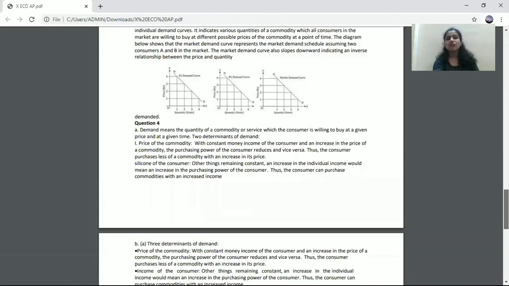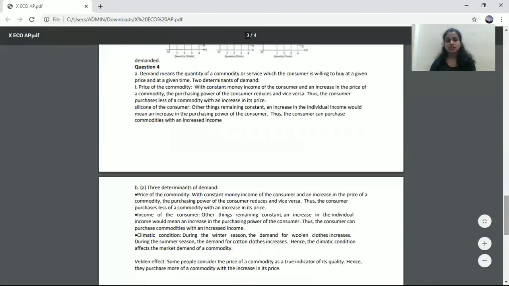Now question 4A says, define demand, explain clearly any two factors which determine demand. First of all, you have to write what you mean by demand, which means you can write it in your own words. But remember, students, there has to be keywords that are there: quantity of a commodity, willing to buy, given price, given time, right? Given price and given time.